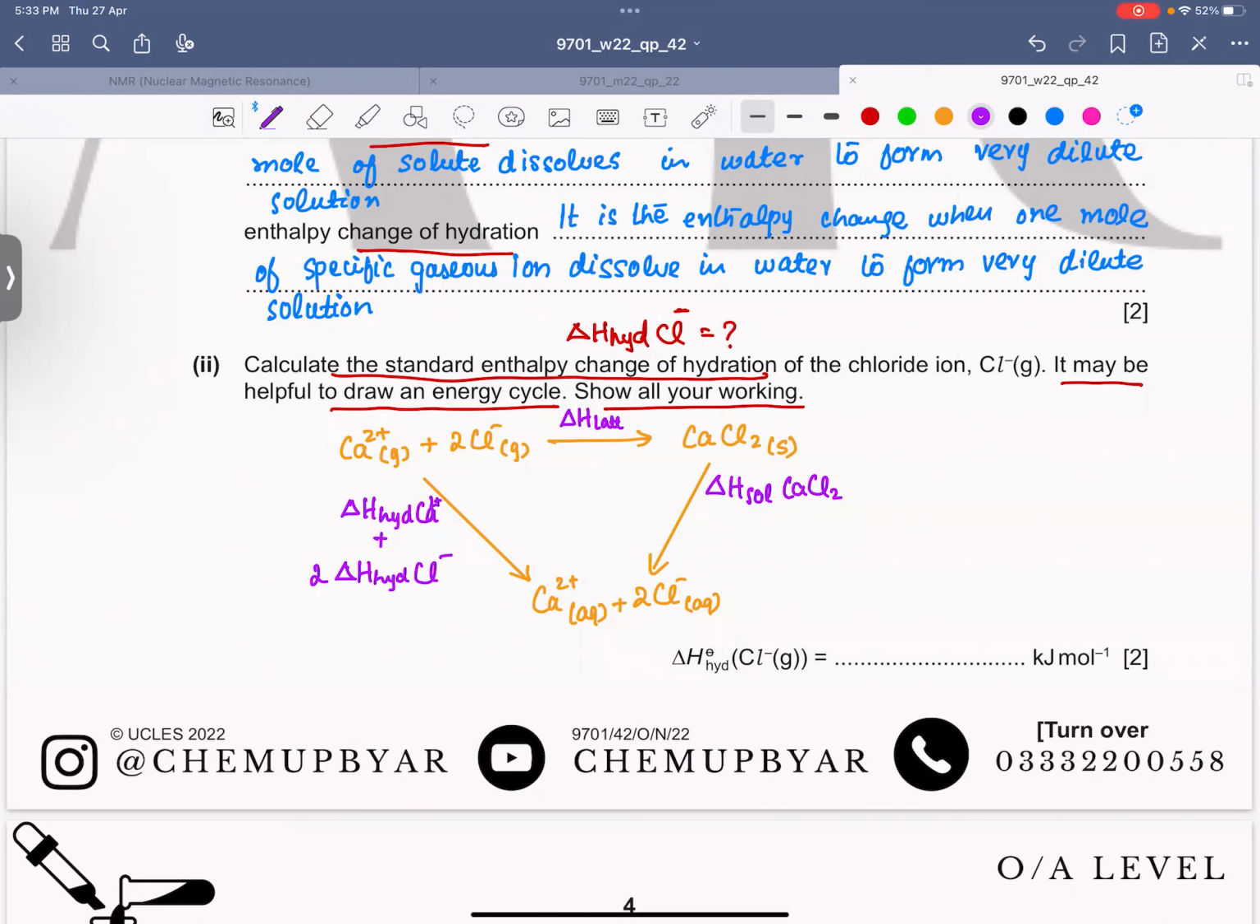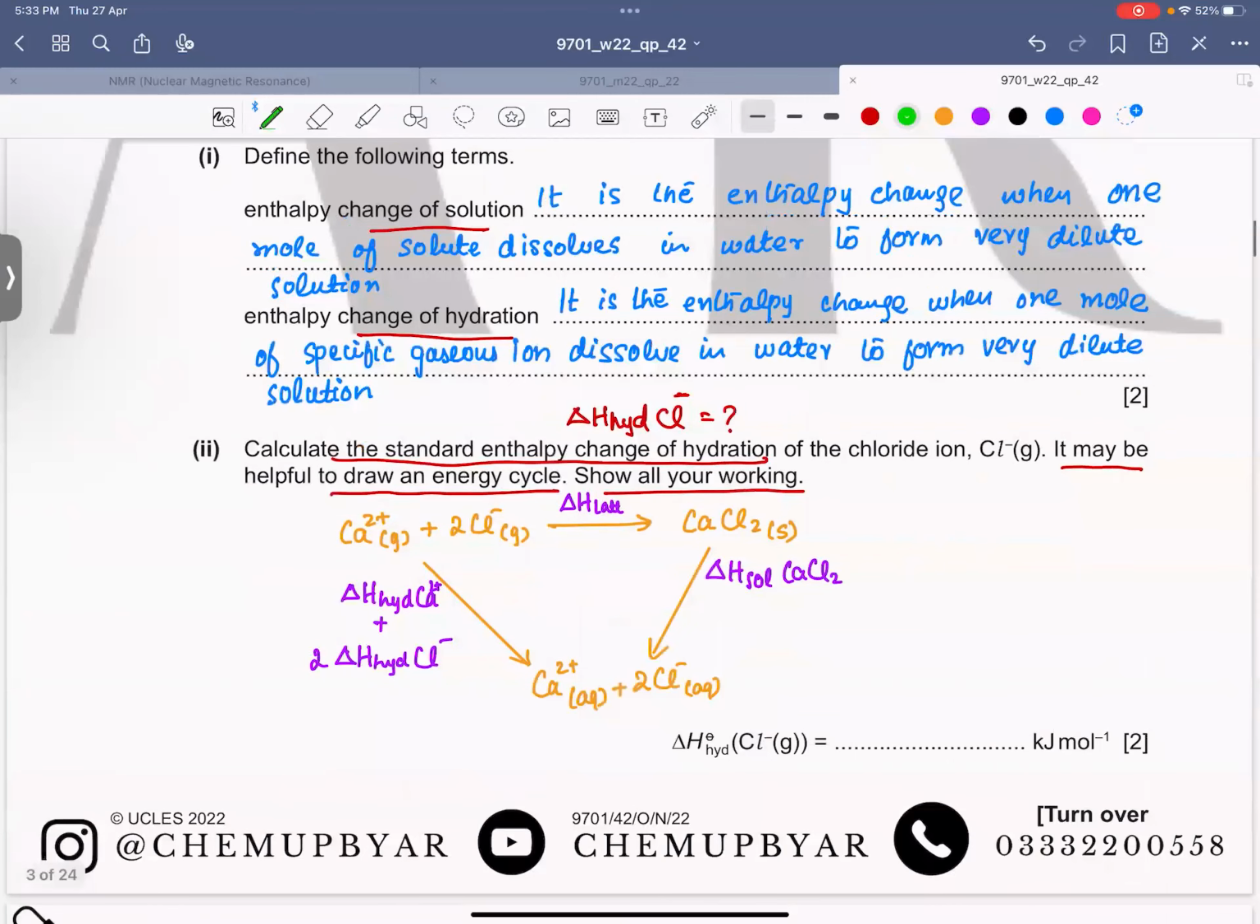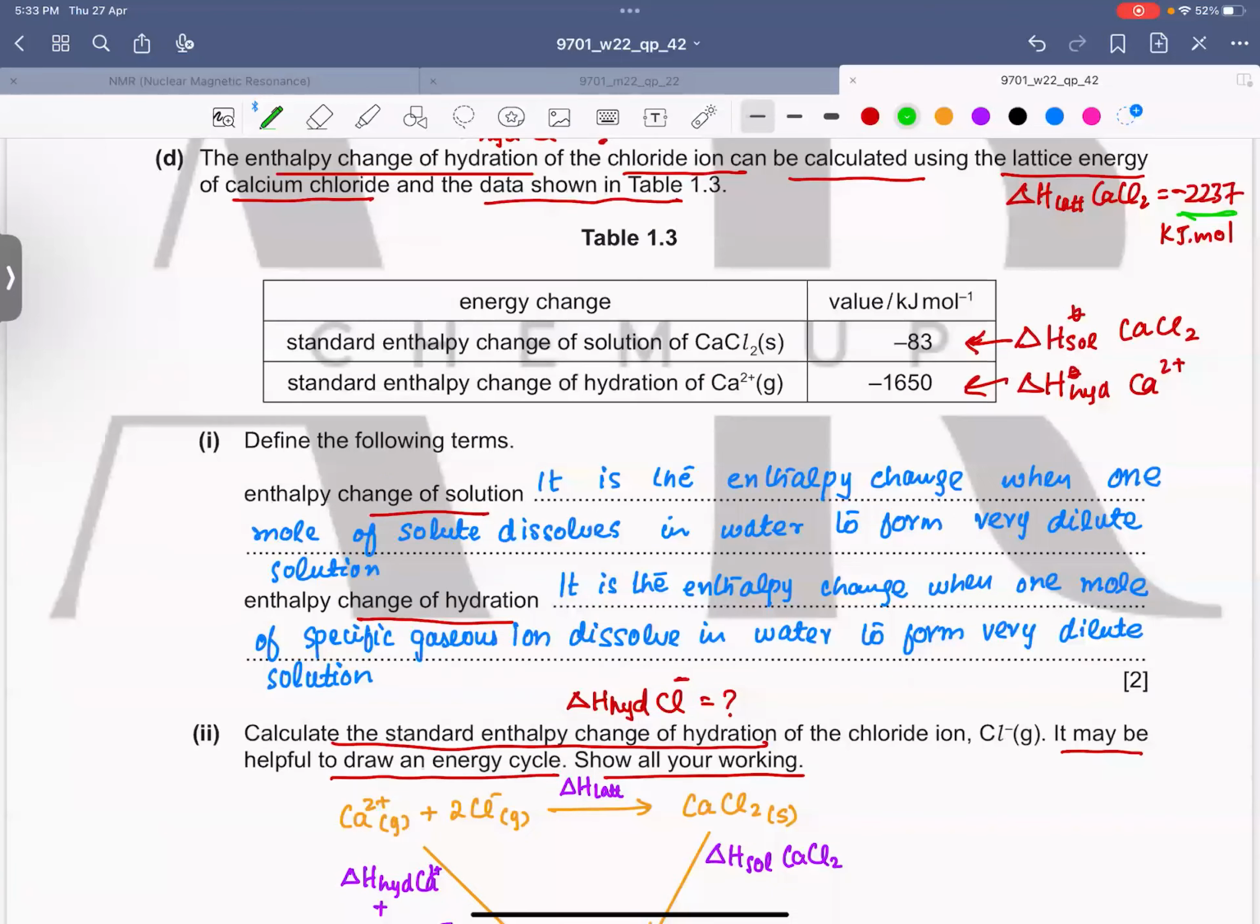Okay. Now, let's put these values. So see, the lattice energy here, I would put minus 2237. Then the enthalpy change of solution of calcium chloride is minus 83. So I would put over here minus 83.